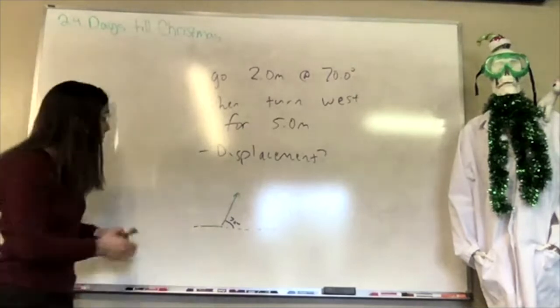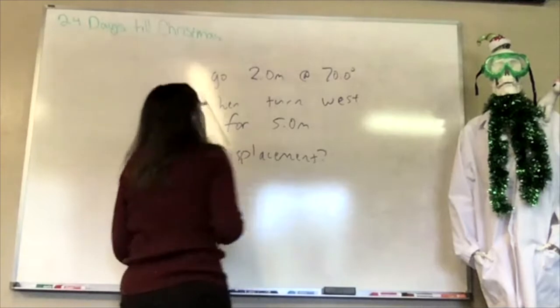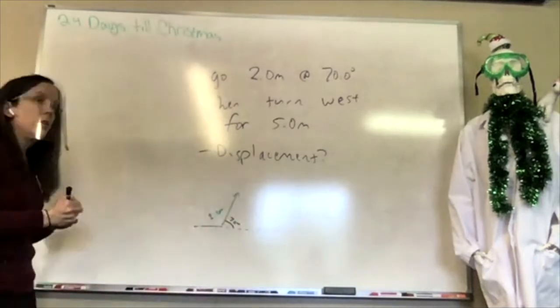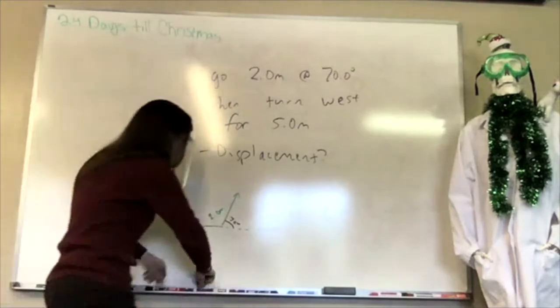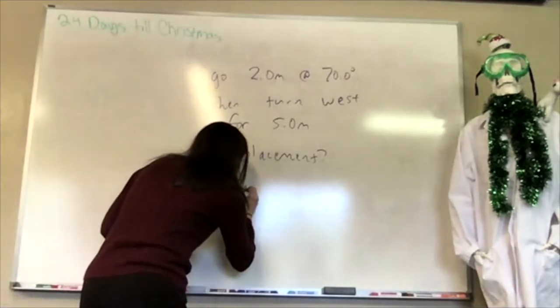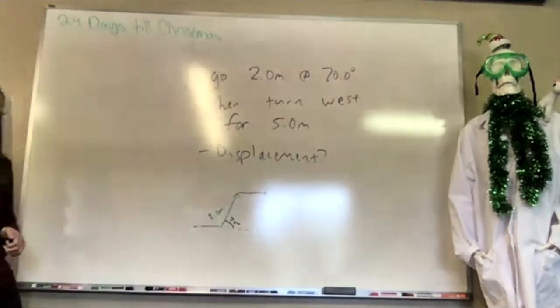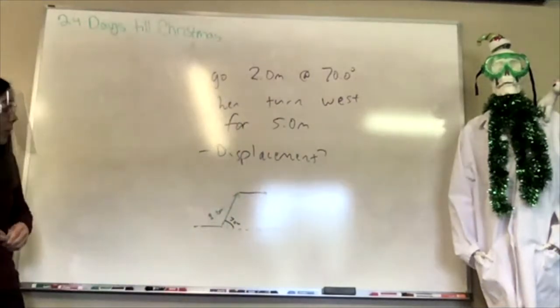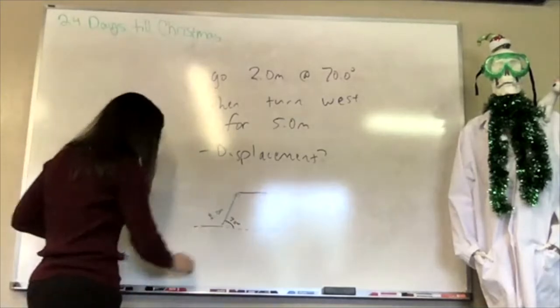So you go 2 meters, and it says then you turn west. So west, you would draw basically as a straight horizontal line. This is west, right? You're going to the right. You're going for 5 meters, so you want to make that about more than double the length of the green line.